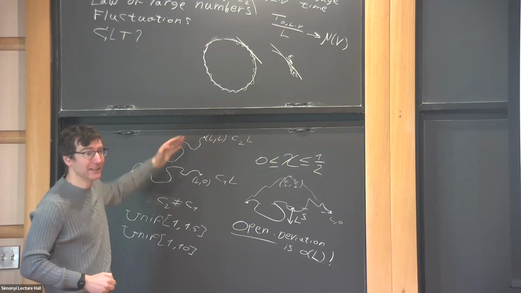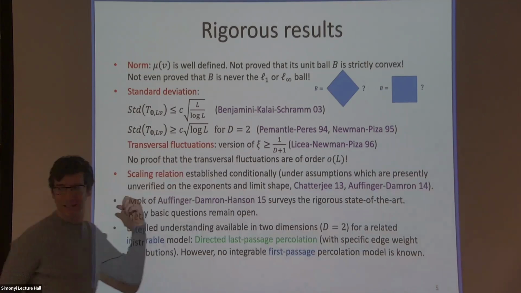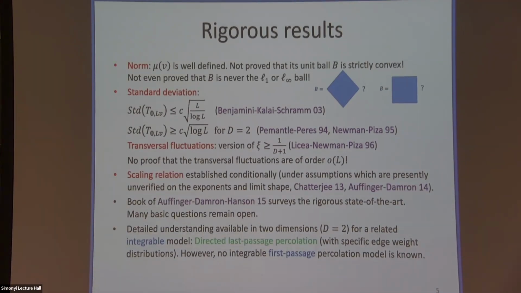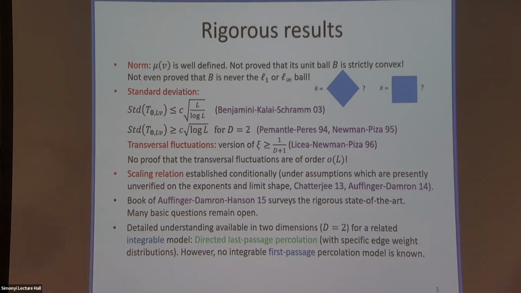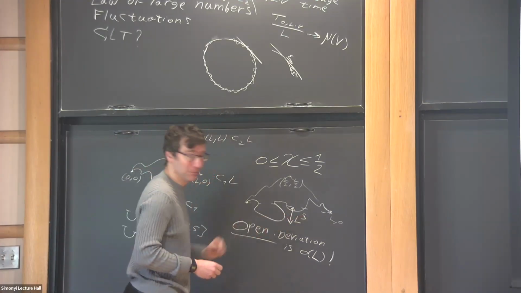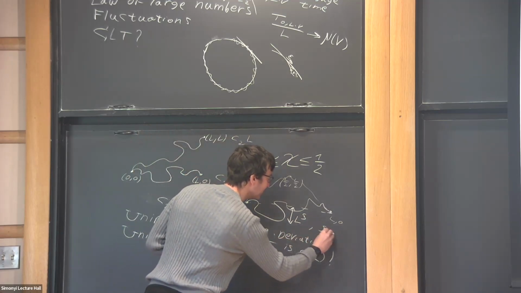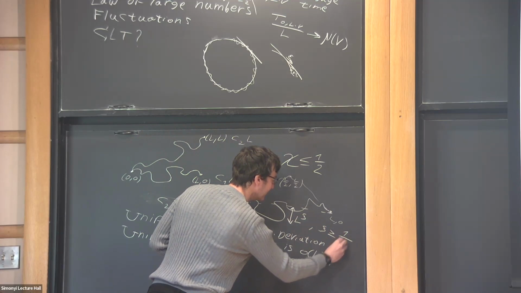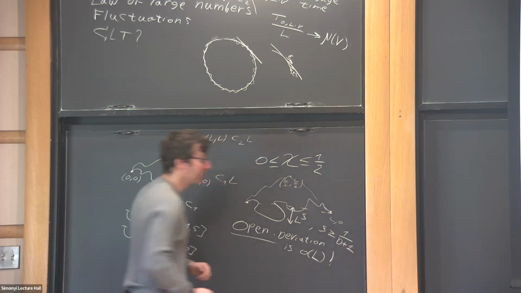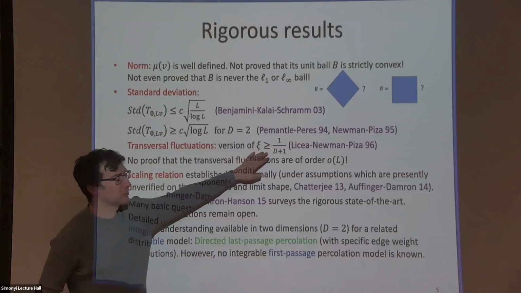If we knew that, so if we knew to rule out the L infinity unit ball, we'd also get that. But we don't know. All right, so that's a bit disappointing. On the positive side, we do have a lower bound on the transversal fluctuations. We know that they are at least of the order L to the 1 over d plus 1. So better than nothing. At least we know it's not a straight line.